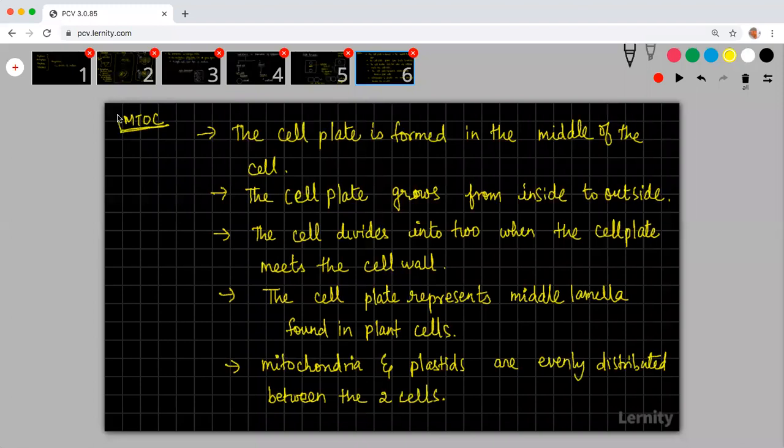Okay, so what does MTOC stand for? This MTOC stands for microtubule organizing center. These MTOCs will be distributing the microtubules. Yeah, I think I remember telling this in the centriole class. Okay, this is what we call it.